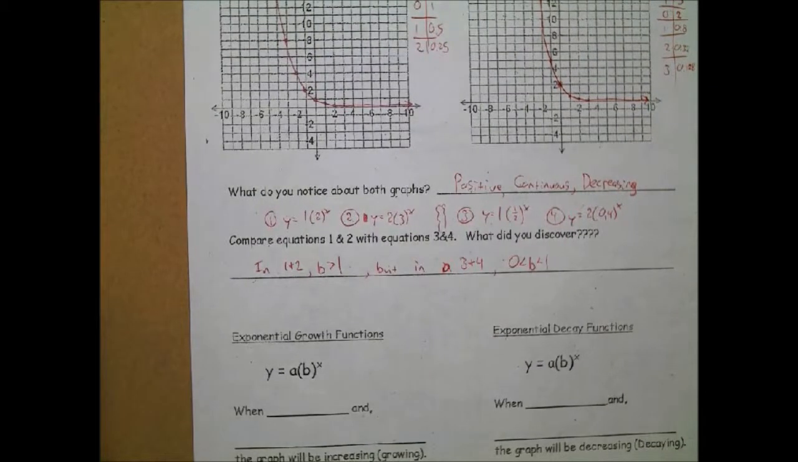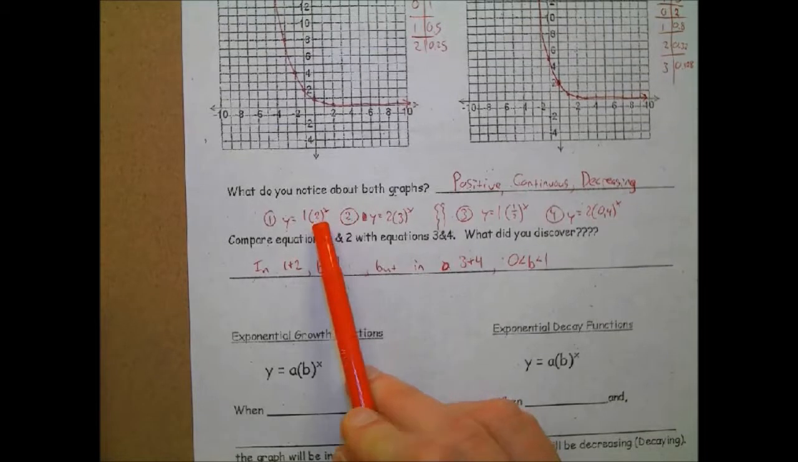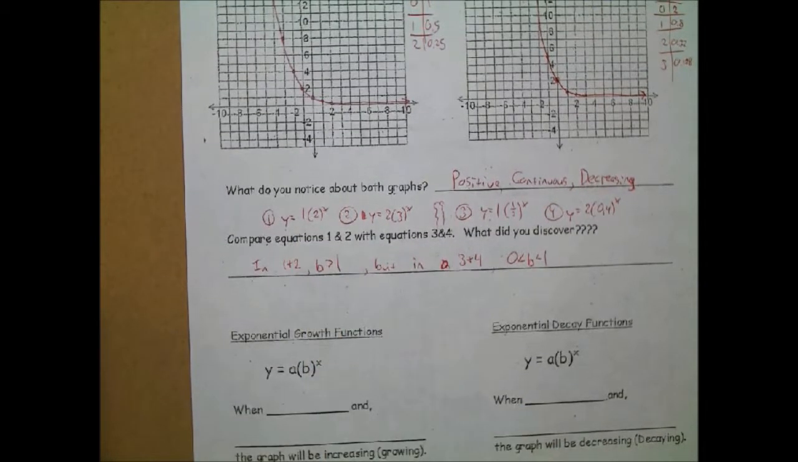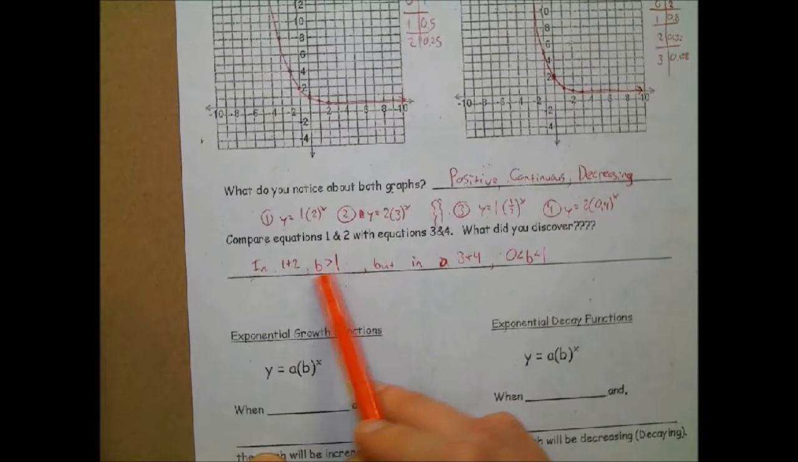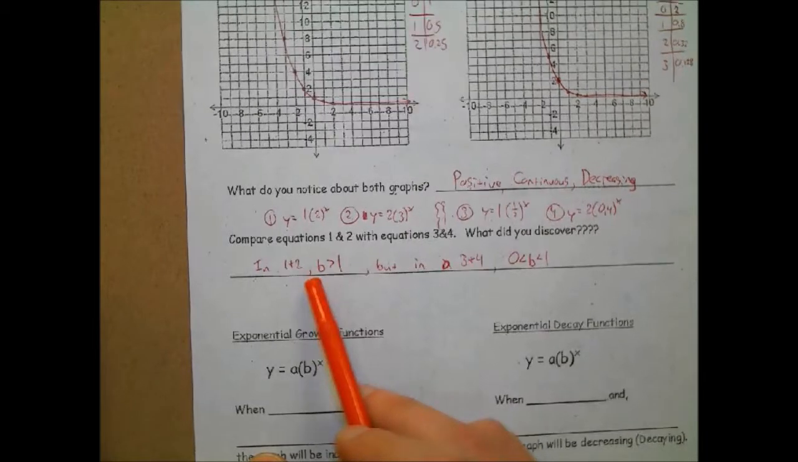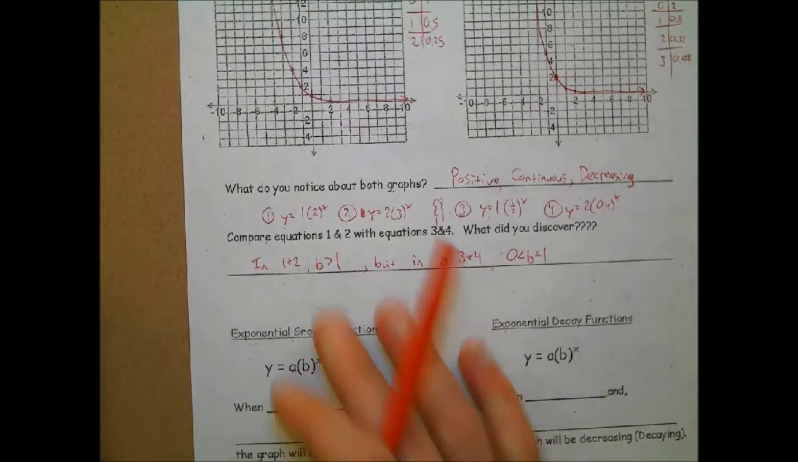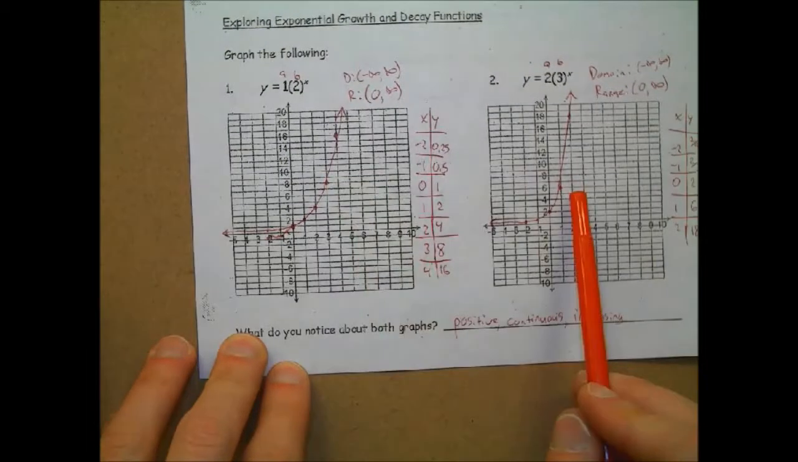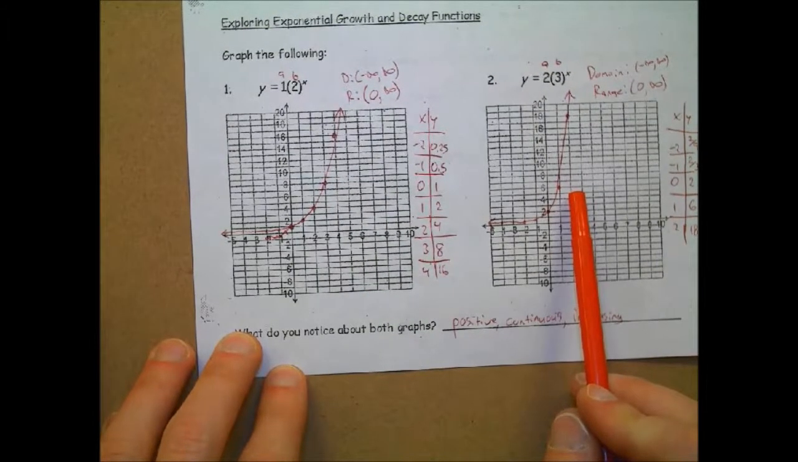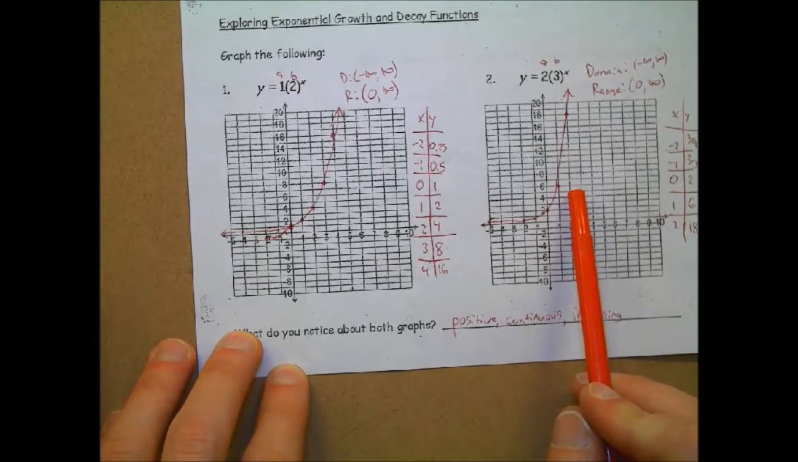We have to be careful. Just saying they're a fraction isn't enough. Technically 2 is a fraction, 2 over 1, and 3 is 3 over 1. But it's their value that matters. So b greater than 1, what do we call this? It gets bigger as we go, so exponential growth or decay? Growth, right. This is exponential growth.